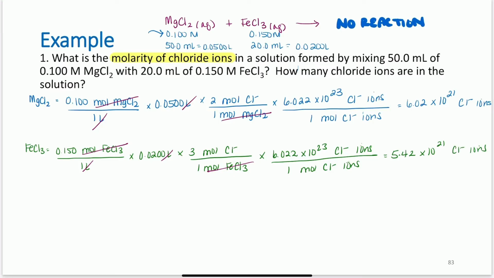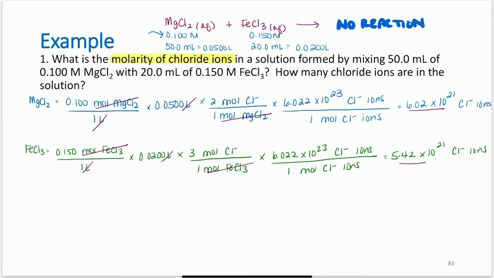Now I figured out how many chloride ions are in each system. I want to figure out my overall. Now that I've determined how many chloride ions I have in each solution, I can go ahead and answer the overall question. What is the molarity of the chloride ions in the solution? I haven't actually calculated this yet because I forgot that the question asked for this. I just figured out how many chloride ions I had. But how can I go about this?